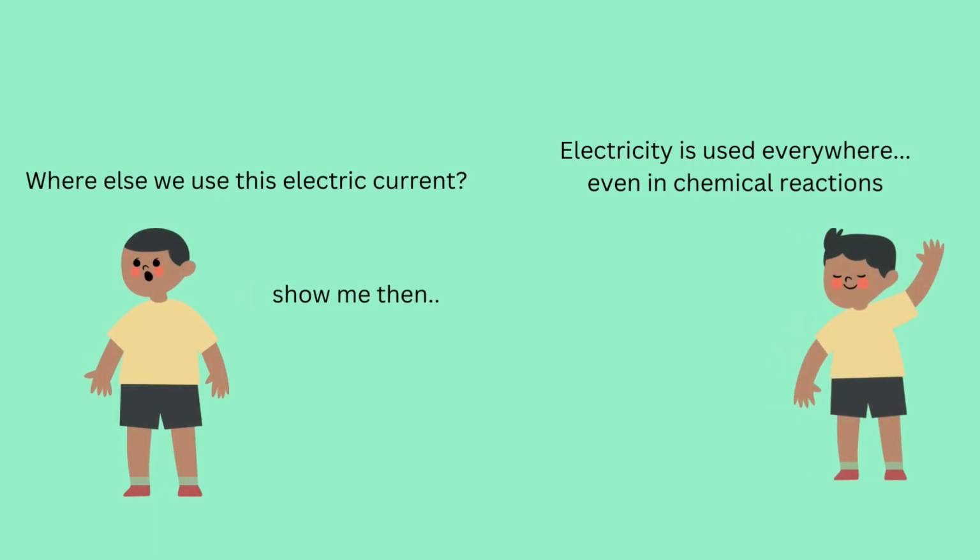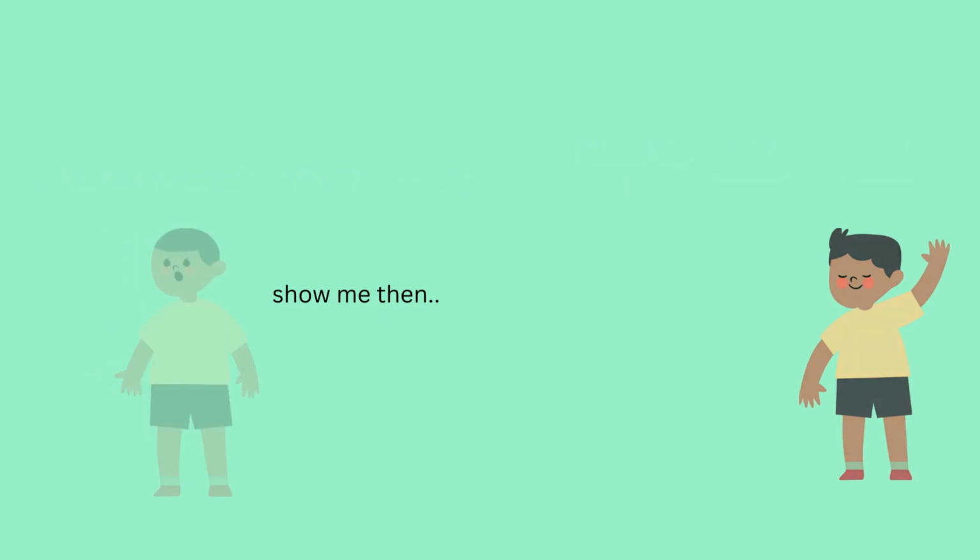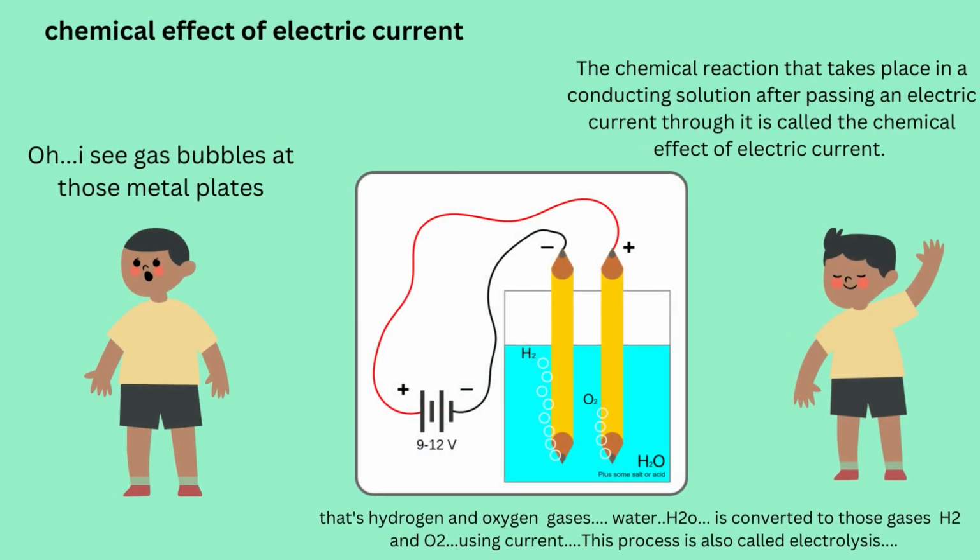Where else do we use this electric current? Electricity is used everywhere. Even in chemical reactions. The chemical reaction that takes place in a conducting solution after passing an electric current through it is called the chemical effect of electric current.